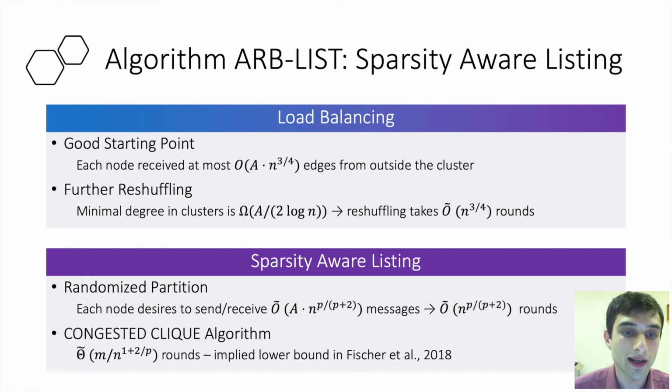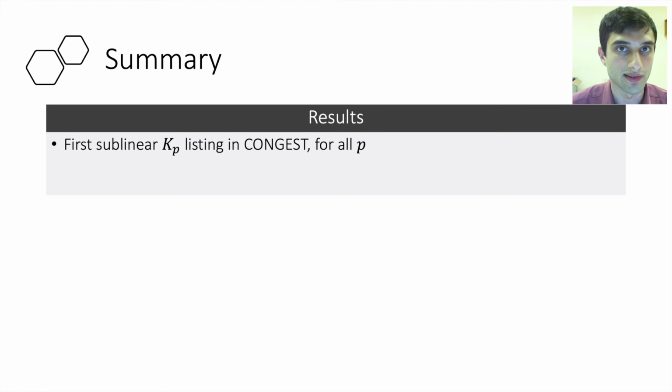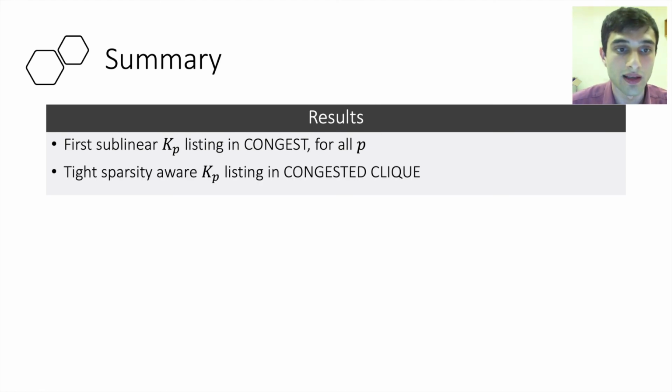Finally, it's possible to take the algorithm we design here and see that it's an algorithm on its own in the congested clique, which turns out to be tight with respect to the sparsity. To summarize what we did, we have two major results. The first sublinear algorithm for listing in the CONGEST, for listing KP, and a tight sparsity-aware algorithm for listing KP in the congested clique.